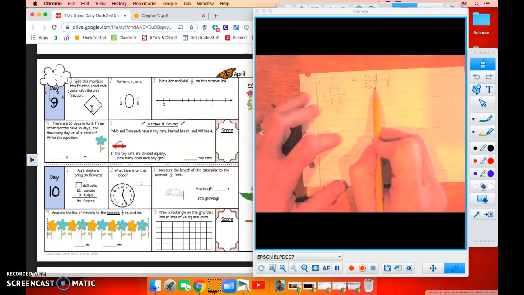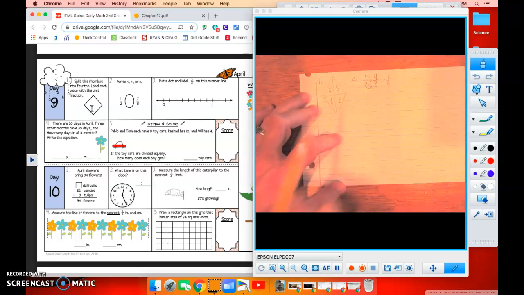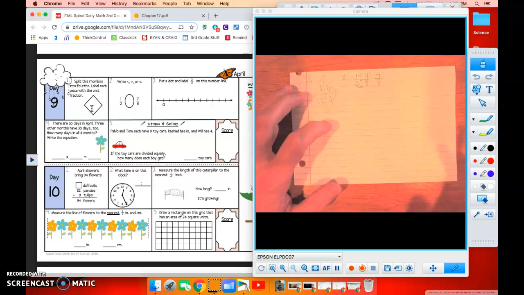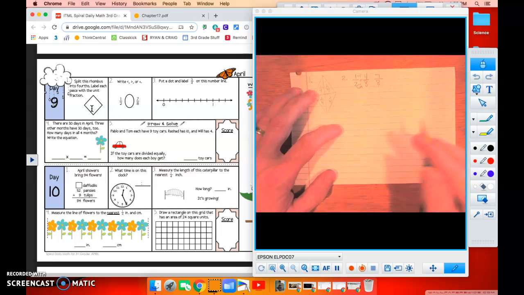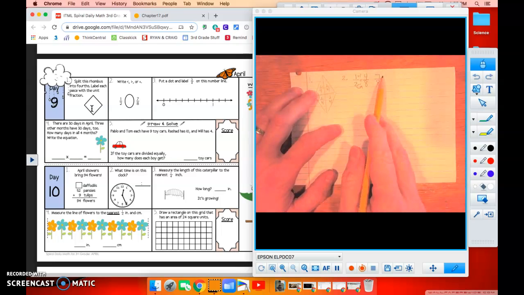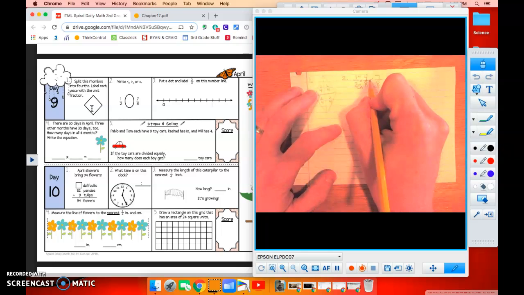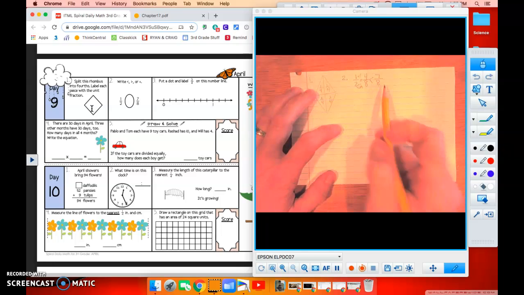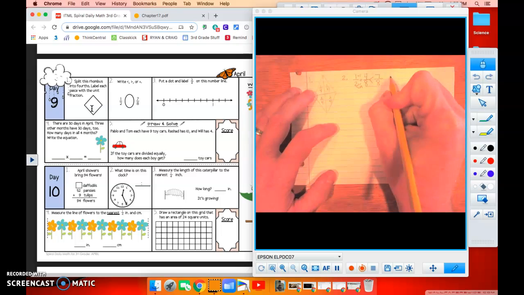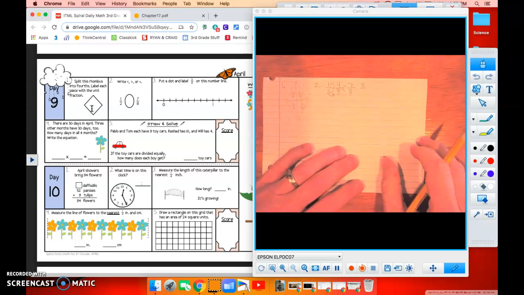So now I'm comparing 4/8 to 7/8. So I have the same denominator. It makes it just a little bit easier. Same denominator. Well, we know that 7/8 is bigger than 4/8. So 4/8 is less than 7/8. All right. Let's go to number 3.